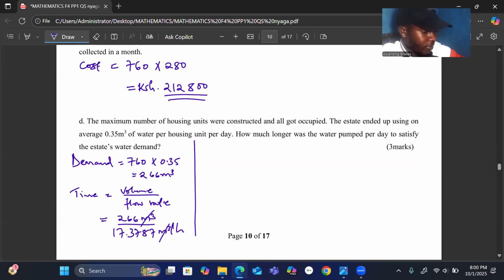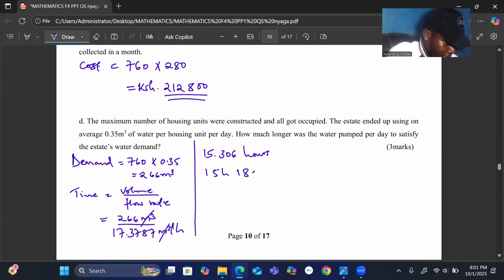So that we have now 15.306 hours. Remember, we were only using 14 hours. Therefore, this will be 15 hours and 18 minutes. This is how long it's going to take.